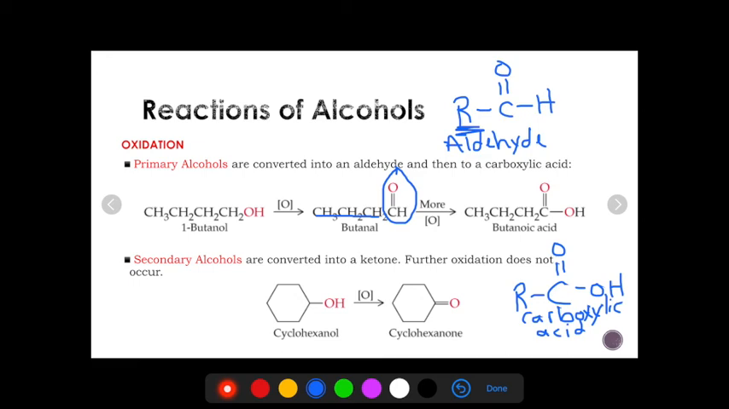Now, secondary alcohols, they can also be oxidized, and they are converted into a ketone. So a ketone, I'll draw this one over here, is a carbonyl with 2 R groups attached to it. So it looks a little bit different than the aldehyde. Instead of a hydrogen, we've got another R group. So we go from the OH to the double bond with the O, and here's the 2 R groups for this ketone.